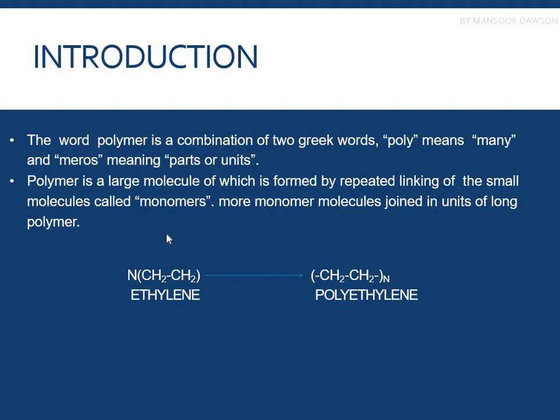So in general we usually call them mers. Many monomer molecules are joined in a unit of a long polymer. So for example, we have a monomer of ethylene. This is ethene, and if we polymerize, if we take a certain amount of units of this ethylene monomer, or ethylene mer, we combine it to form polyethylene, okay, that is used in polythene bags and containers, etc.